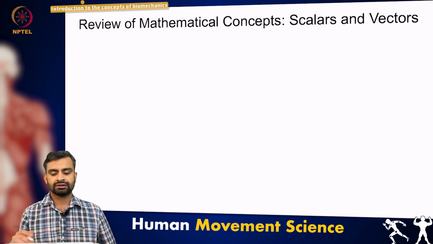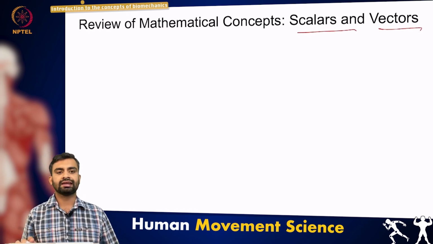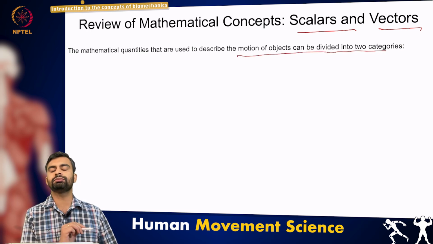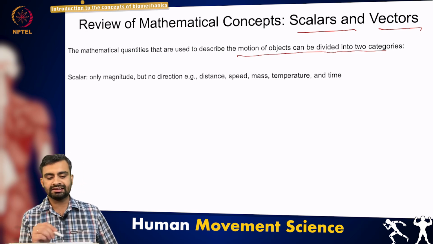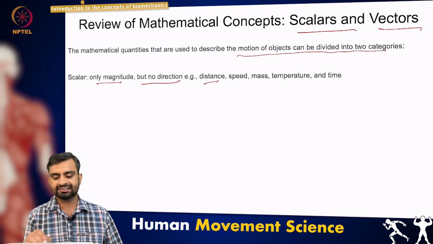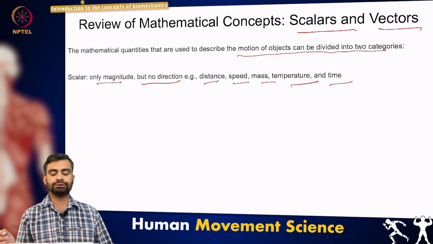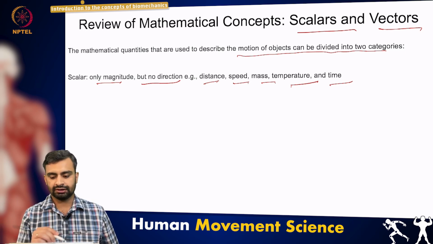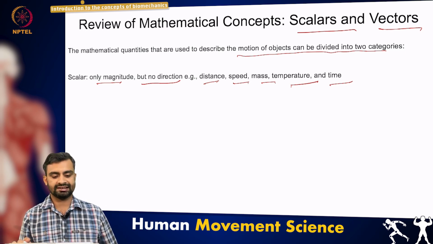Now let's move the discussion towards scalars and vectors. These are also very important. The mathematical quantities that are used to describe our motion can be divided into two broad categories. The first one is known as scalar. These quantities only have magnitude but no direction, for example distance, speed, mass, temperature and time. We will look into these concepts in the next few slides.